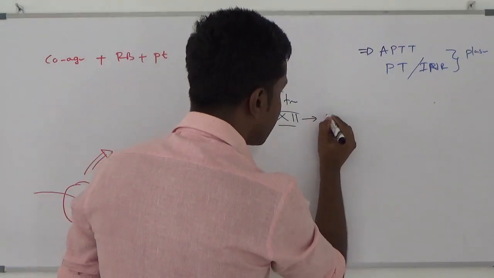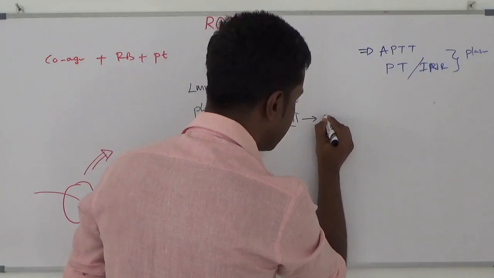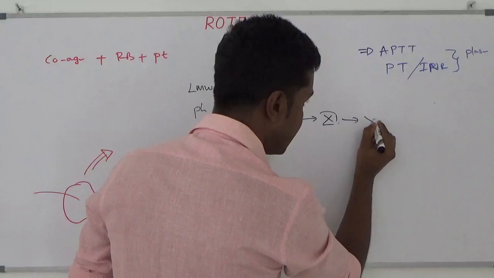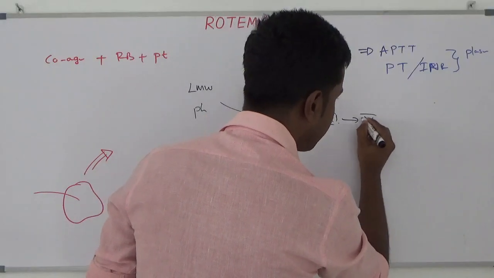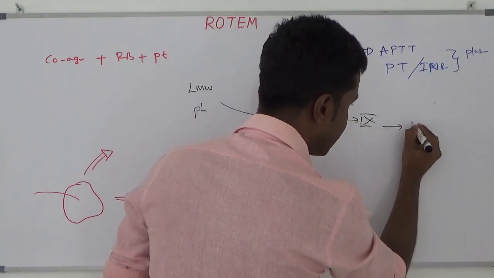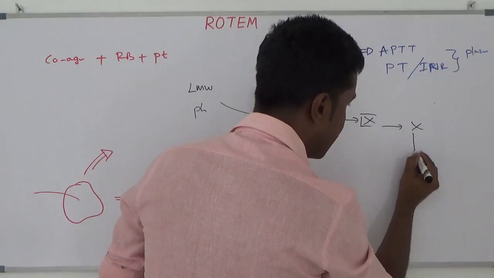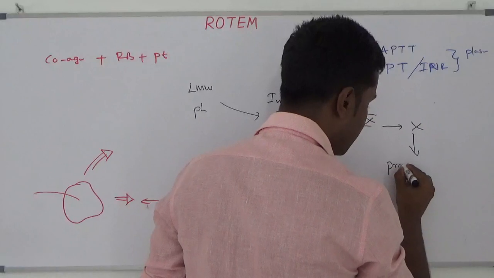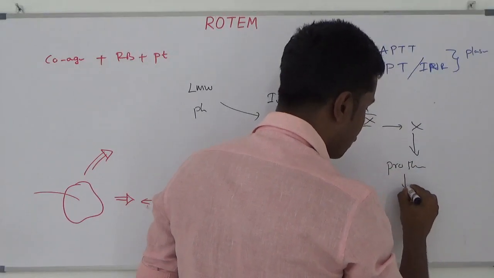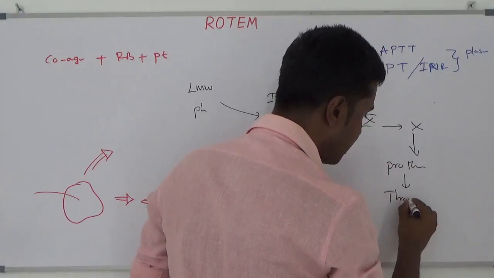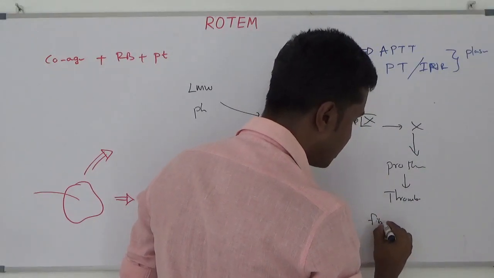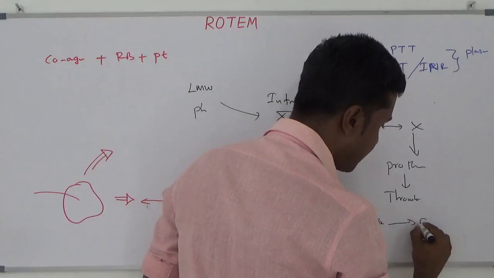Factor 12 can activate factor 11. 11 can activate factor 9. 9 can activate factor 10. 10 can activate prothrombin to thrombin. Thrombin can activate your fibrinogen to fibrin.